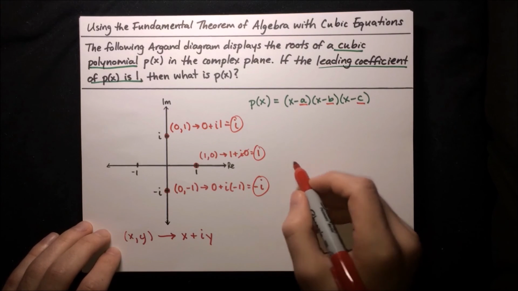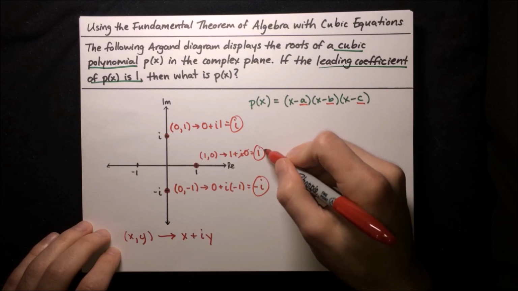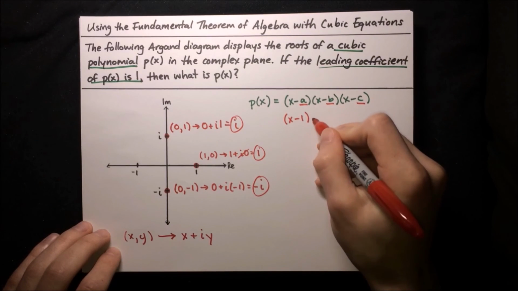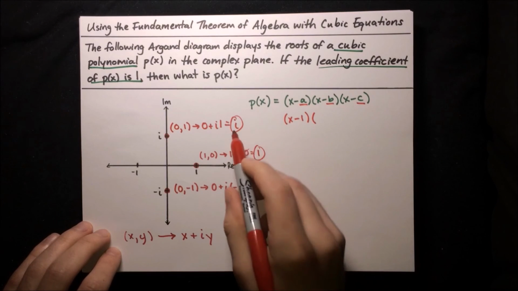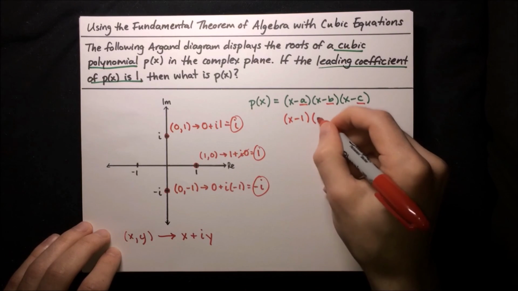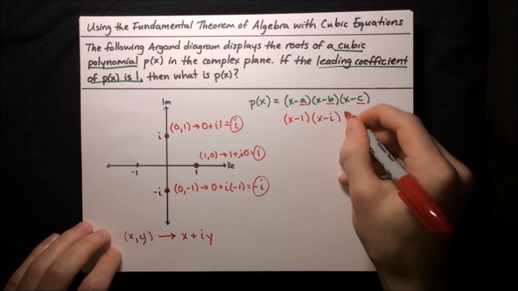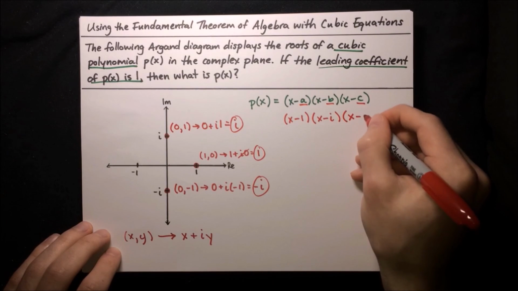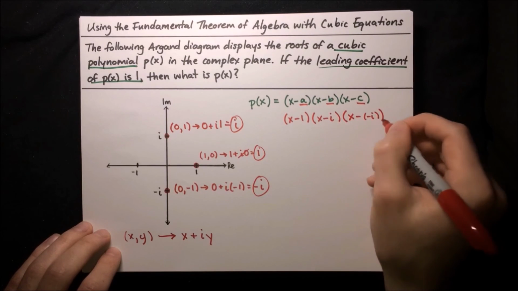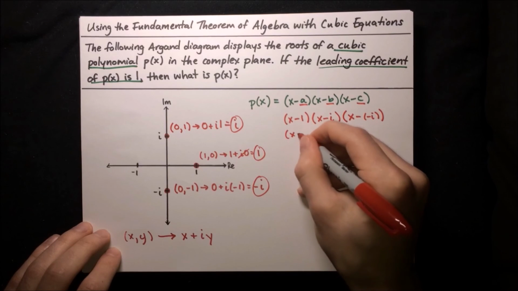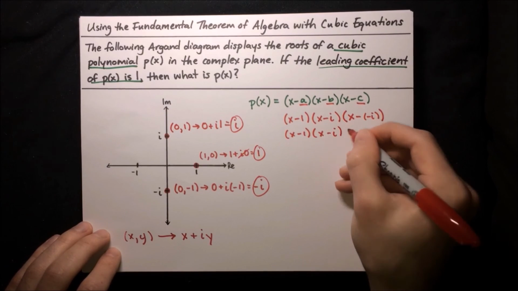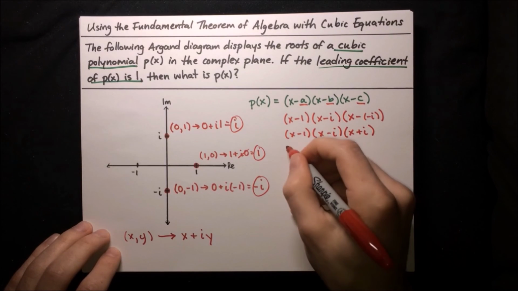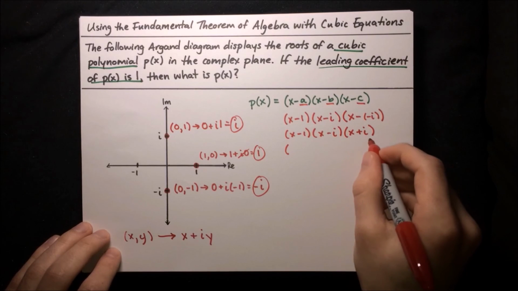So how about we plug in 1 for the first root. So 1 will go in for a, so we'll have x minus 1, and then for b we'll plug in, how about i here, x minus i, and then for c we'll plug in negative i. How about that? x minus negative i. And let's just go ahead and simplify this. So x minus 1, x minus i, and then x minus negative i, that's just x plus i. And now we can go ahead and multiply out.